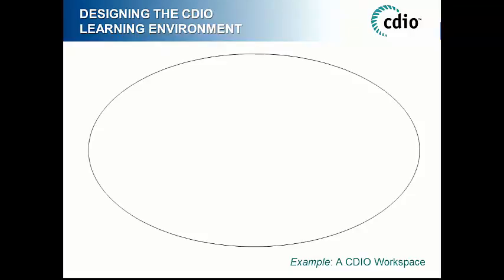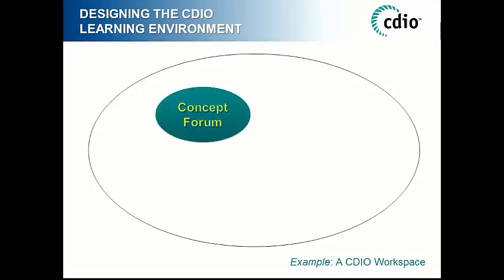So this is an example CDIO workspace. It's basically a sheet of white paper, and you can do whatever you want in it. You can put different things in there. But at a minimum, if you look at these workspaces at universities across the world and CDIO collaborators, typically what they will have is a concept forum. That is space where you do conceiving. You come up with the ideas, students work in teams.